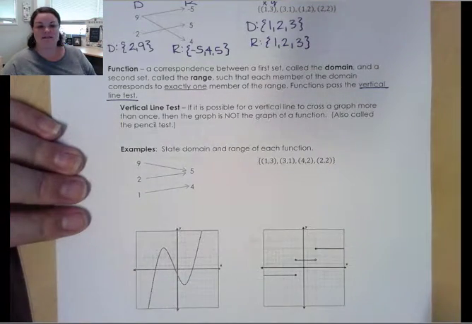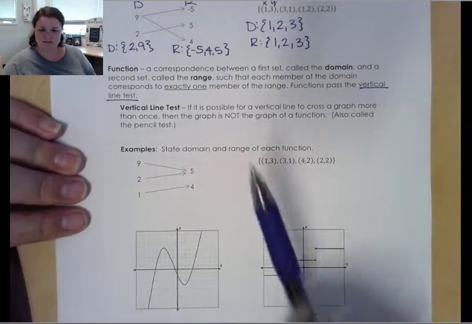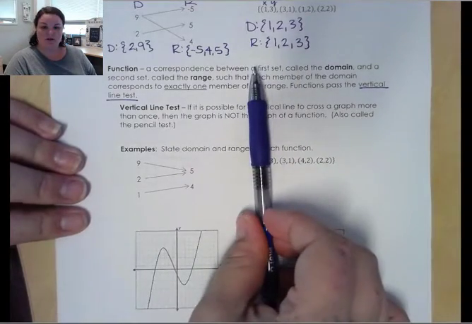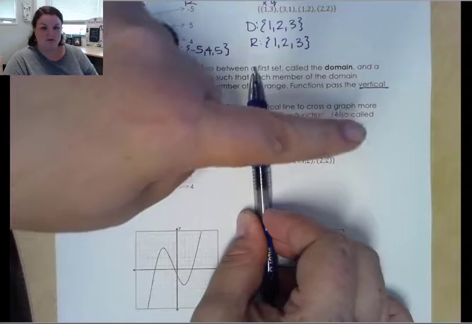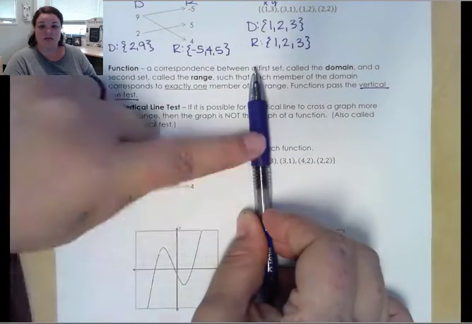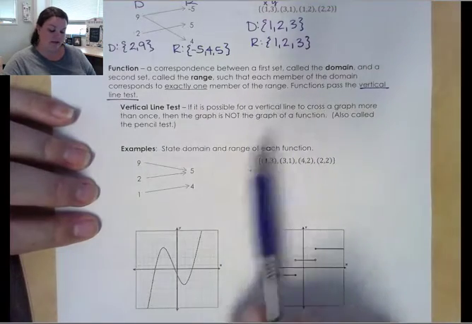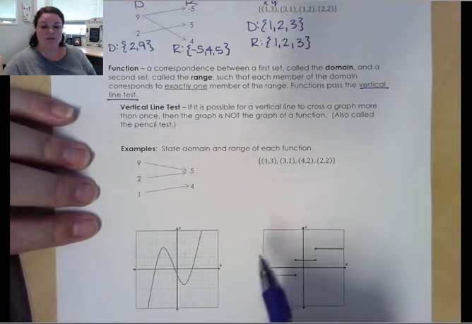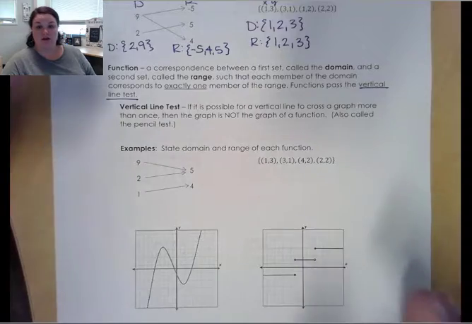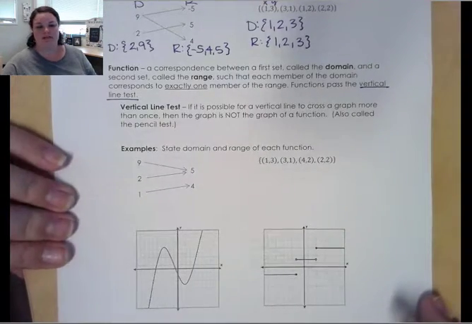The way we can test for this is the vertical line test. The vertical line test is also referred to as the pencil test, which means if you put your pencil down on the graph, wherever the graph is, the pencil should only hit the graph one time. If it hits more than one time, then it's not a function, okay? We'll look at that when we look at the graphical representation of functions.